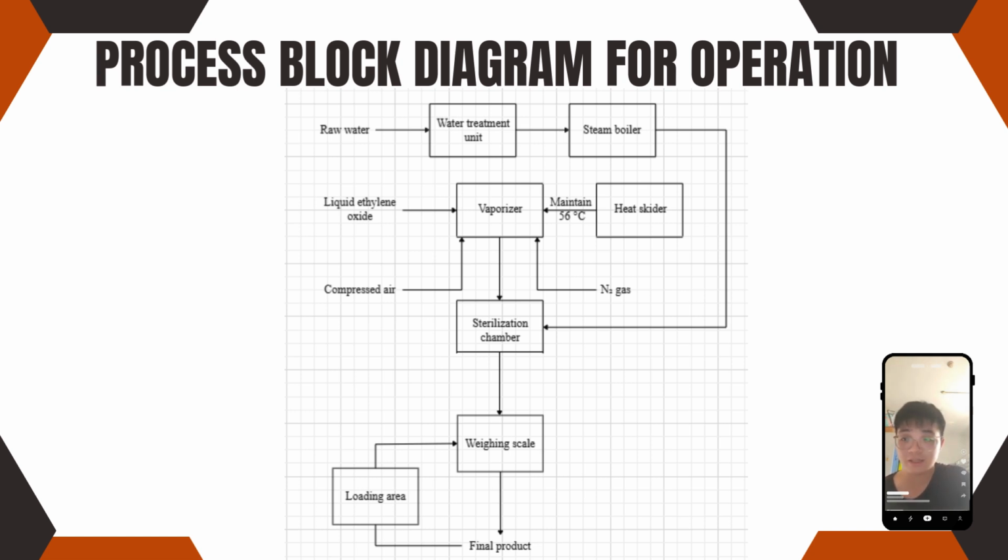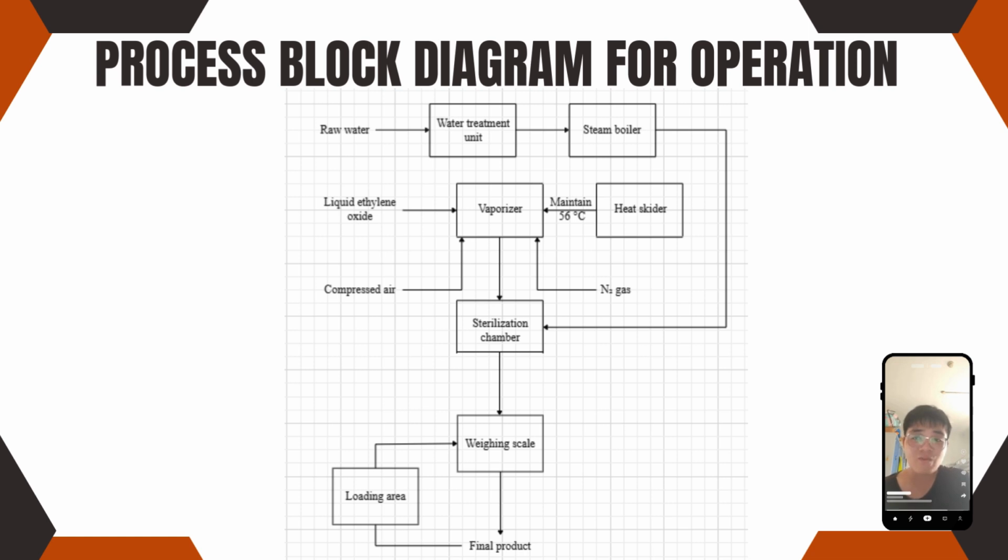Let me explain this. Raw water is first purified in a water treatment unit and then sent to a steam boiler to produce steam, which controls heating and humidity in the system. Liquid EO is fed into a vaporizer and heated by a heat skid using steam to maintain a temperature of about 56 degrees Celsius. This allows EO to vaporize safely and effectively.